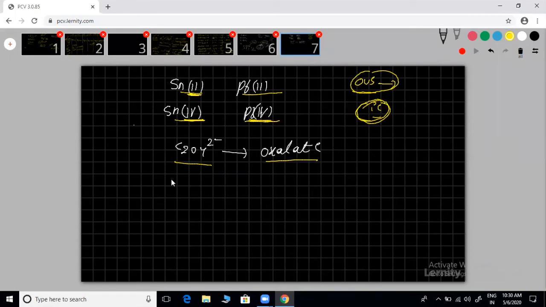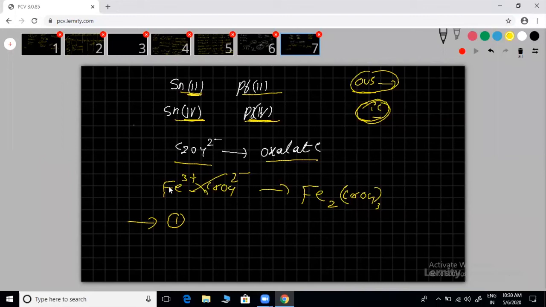Ferric chromate you wrote. Ferric chromate: Fe3+, CrO4 2 minus. I think you noted it down very clearly. This is Fe2(CrO4)3, CrO4 taken thrice. Can you write ferrous oxalate? Ferrous oxalate.